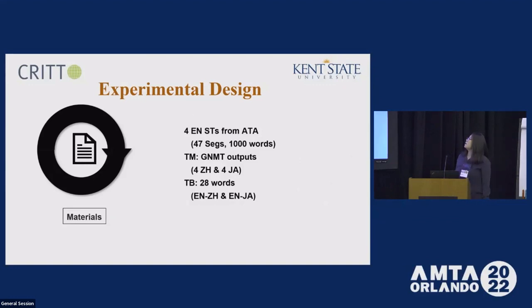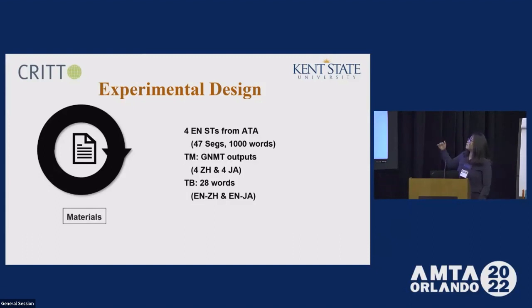certification exams, which is altogether 47 segments with about 1,000 words. Each text is about 250 words, and we put them all into Google Neural Machine Translation, and we get 4 Chinese GNMT outputs and 4 Japanese GNMT outputs. We use these 8 texts as the translation memory for our participants to work on to post-edit.